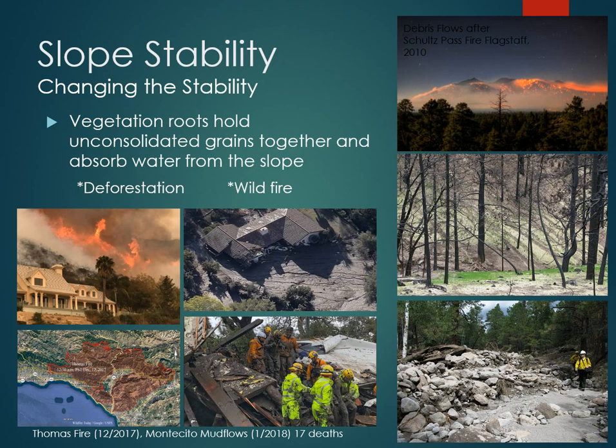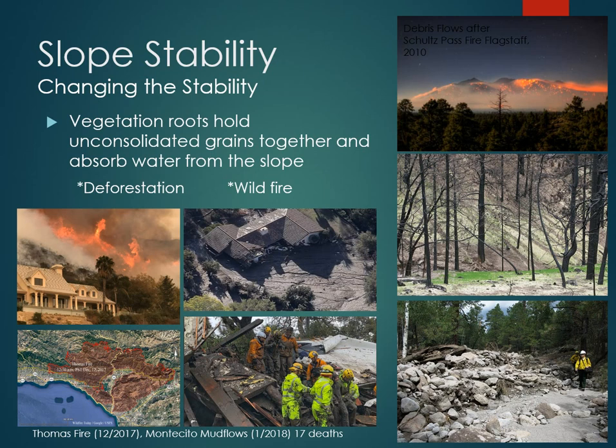Vegetation is really important for the stability of a slope because vegetation holds unconsolidated grains together and it can absorb water from the slope, and that's actually pretty important. So places where there's a loss of vegetation are at a lot higher risk of landslide activity. And that loss of vegetation can be because of deforestation, by logging or clear cutting, or by fires.